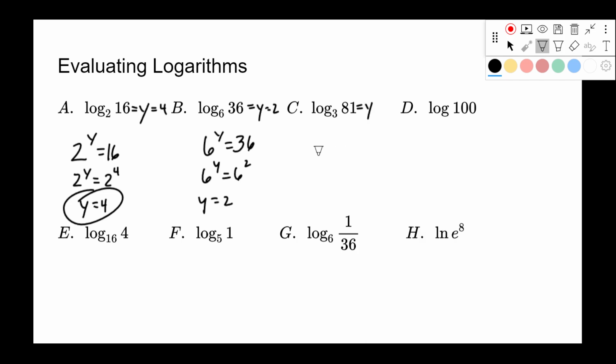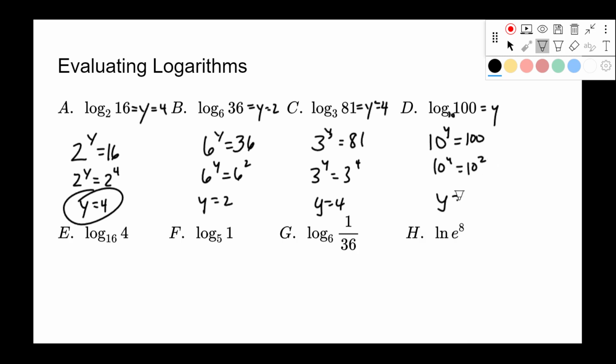Log of 81 base 3. Again, I don't know what that is. So I'm going to switch the form. 3 to the y is equal to 81. 81 is 3 to the 4th. So y is 4. So log of 81 base 3 must be 4. Log of 100. I don't know what that is. But I know this base should be a 10 here. So 10 to the y is equal to 100. 100 is 10 squared. So y is 2. The bases match. Y is 2.